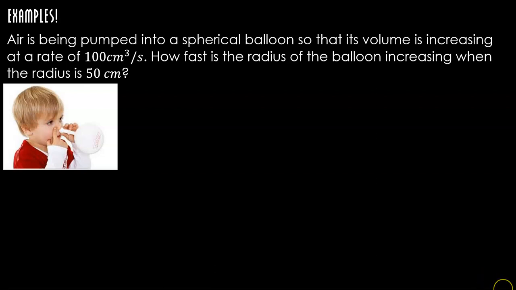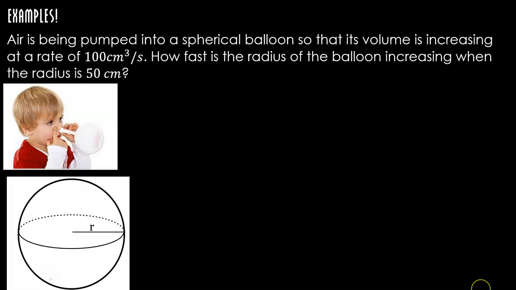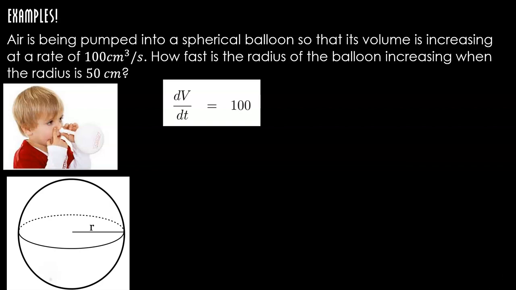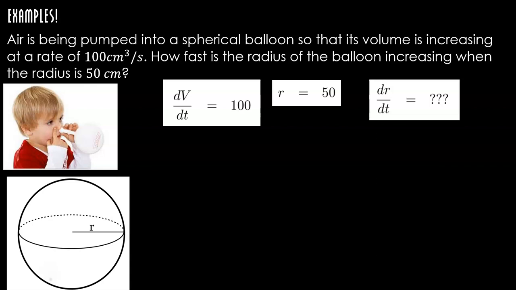So cute as that picture is, it doesn't help me see what's going on. So here's a nice sphere with a radius. What are we given? We know the change in volume with respect to time, so the rate that the volume is increasing is 100 centimeters cubed per second. The time we care about is when the radius is equal to 50. And we're looking for the change in radius.